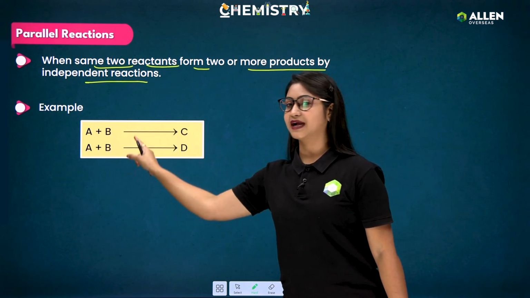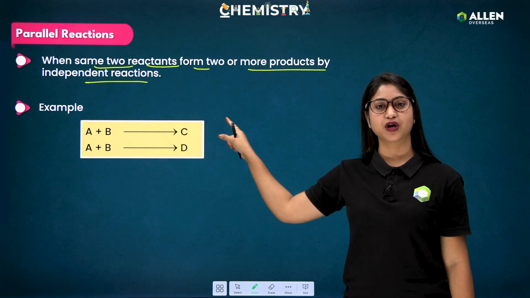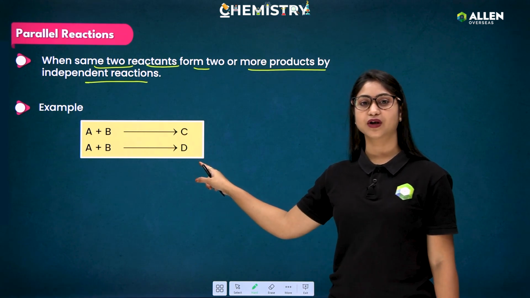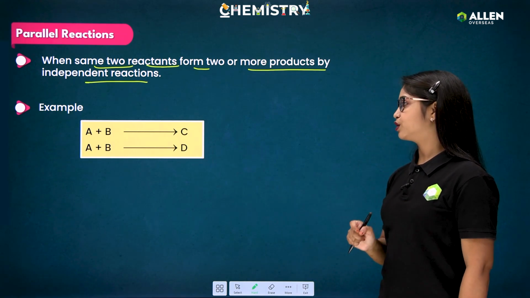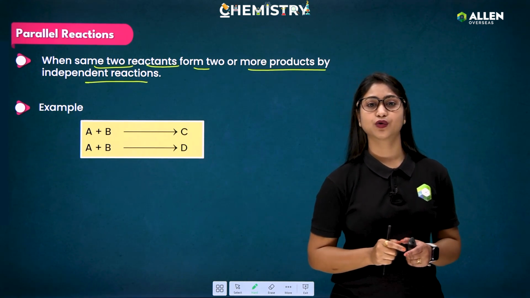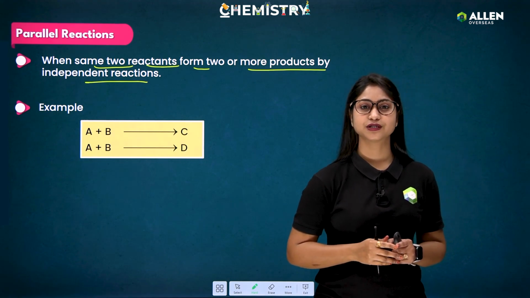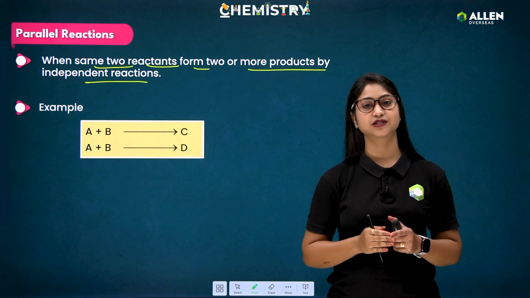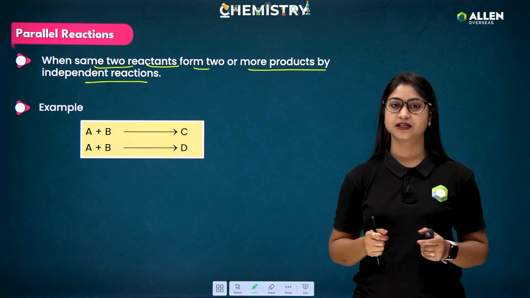So the same reactants are forming different products at the same time. These reactions are called parallel reactions. Now the question is how to solve questions related to parallel reactions. Again, the same thing, very simple. We have to use the basic stoichiometry concepts to solve the question.